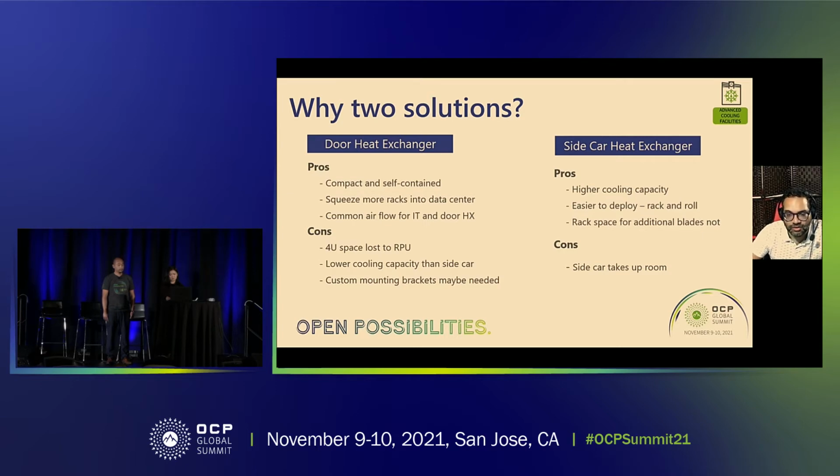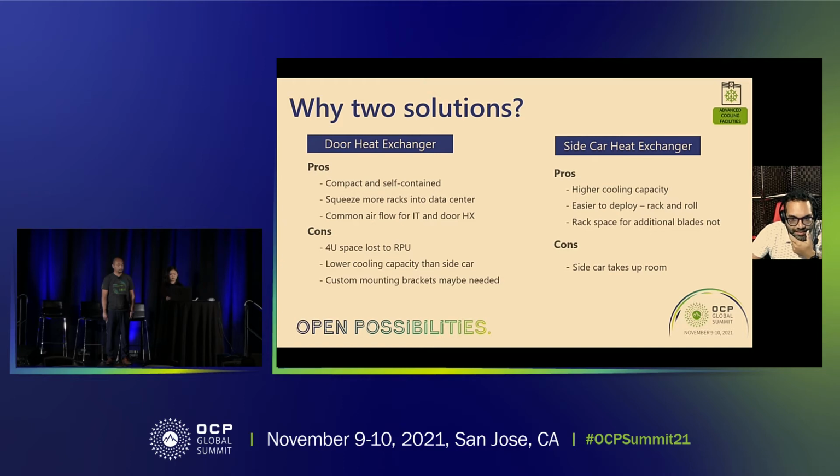For the sidecar heat exchanger, the pros are just higher cooling capacity because you have an entire tower dedicated to cooling with a larger surface area for coils, so that it makes it easier to achieve higher cooling capacities, and therefore allow for potentially chips with higher TDP per rack. Additionally, because there is no rear door, it's easier to deploy because you don't have to design any custom mounting brackets, unlike the door heat exchanger option.